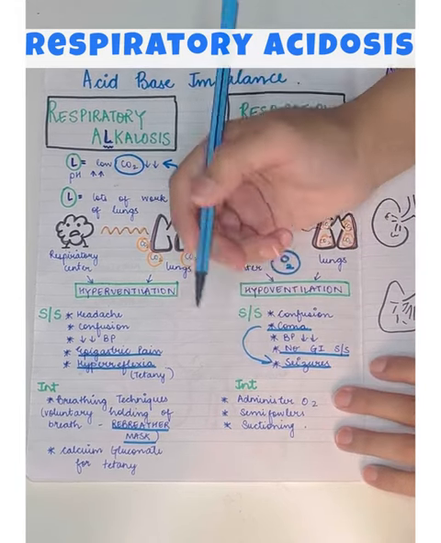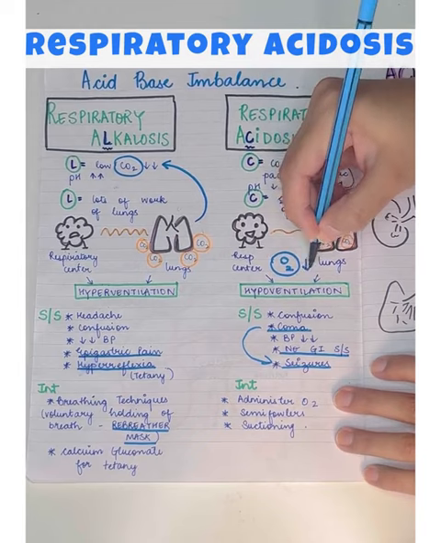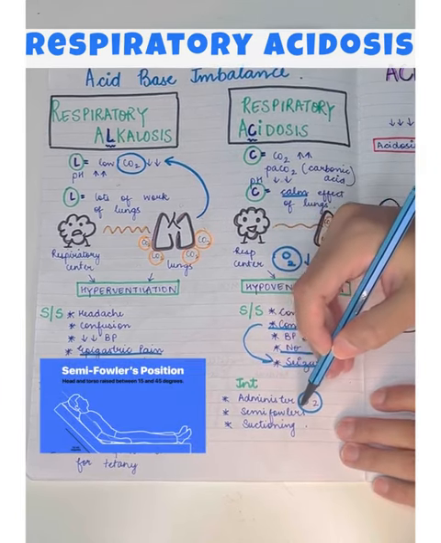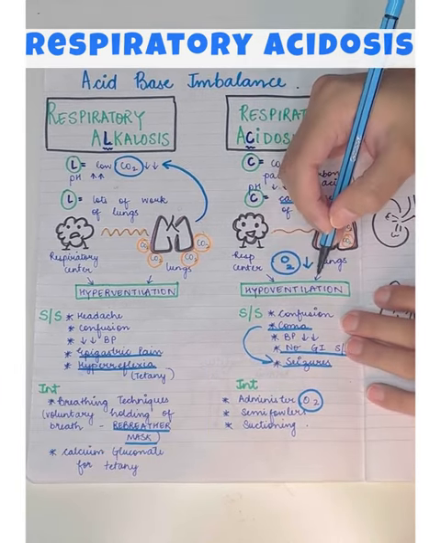So for intervention, if the O2 of the patient is low, you will administer oxygen, and you will give him semi-Fowler's position because the patient is going through hypoventilation.